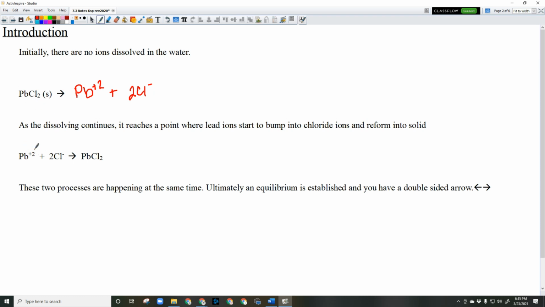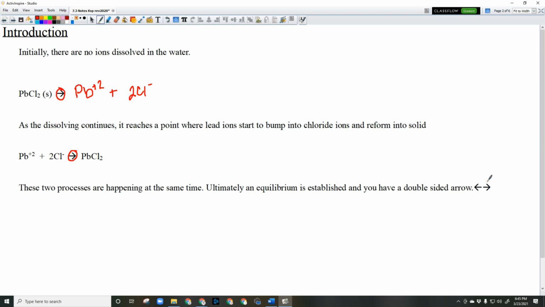And so we see here, as the lead bumps into the chloride, it's going to get lead chloride. And then this lead chloride is going to dissolve back into lead ions and chloride ions. As these two processes are happening at the same time, ultimately, it's going to reach what's called a dynamic equilibrium, where the forward reaction is going to be happening at the same rate as them going back together. And so we have this unique arrow that we're going to start using here in equilibriums.